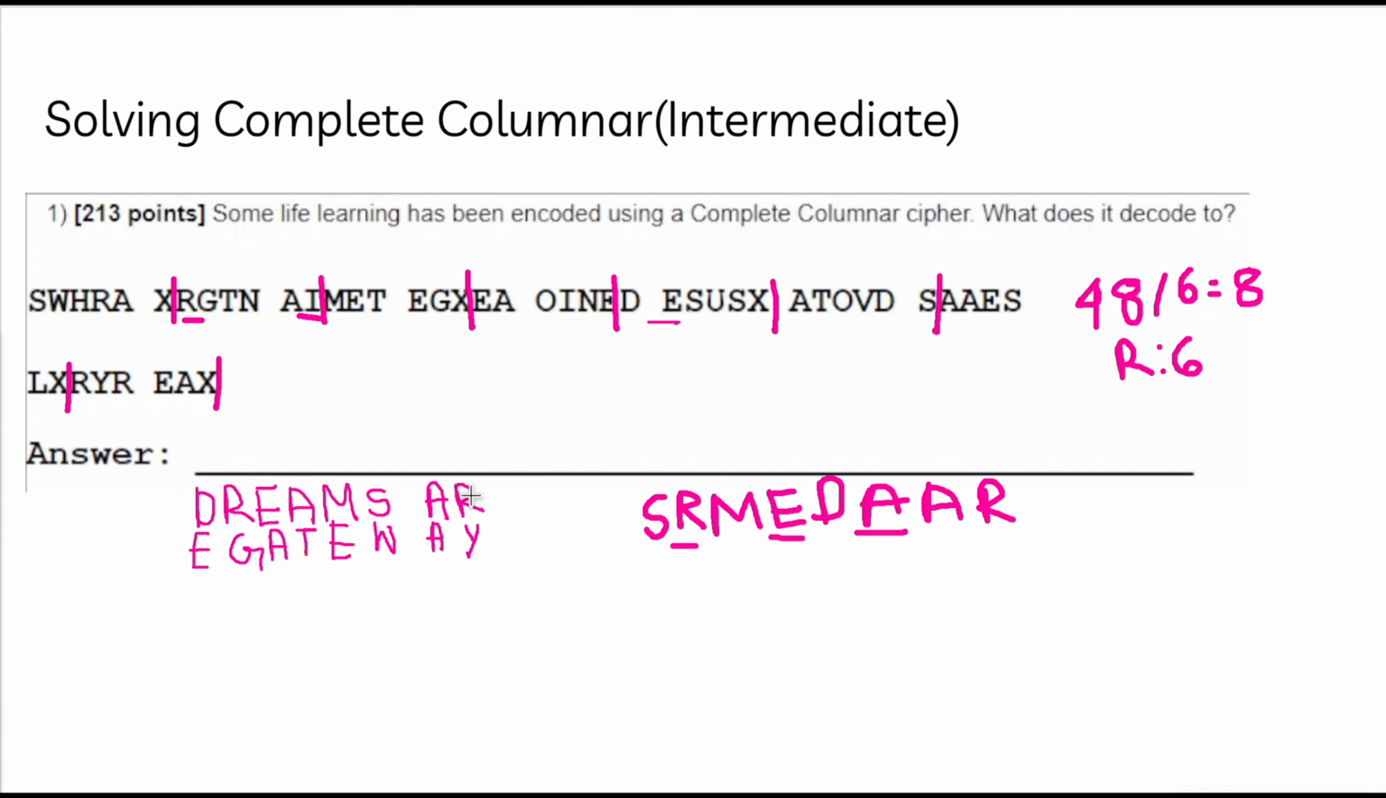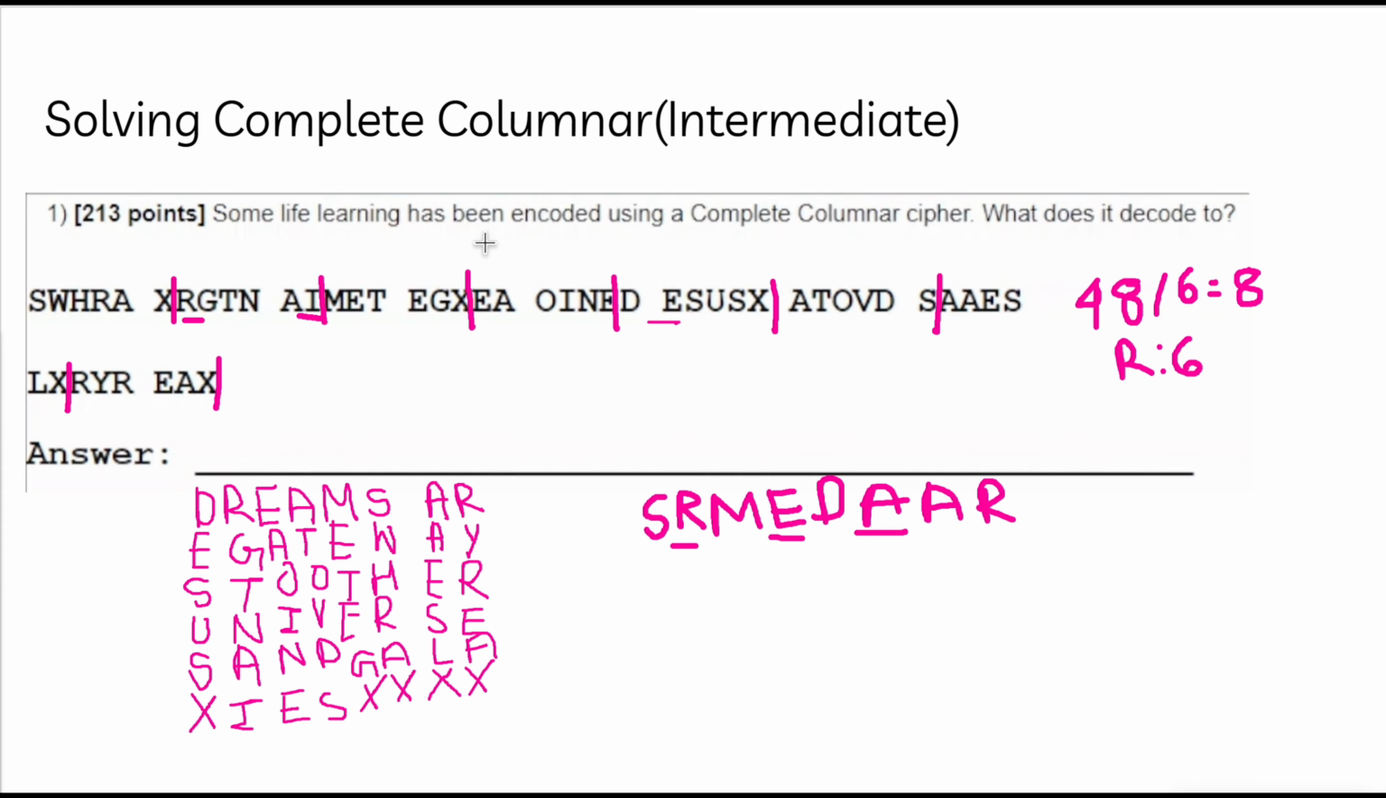So what I'll do now is just complete the entire table. So our answer would be "dreams are gateways to other universes and galaxies." Another thing to note is that we have 4 X's over here, so all that means is the phrase or sentence just ends a little shorter.